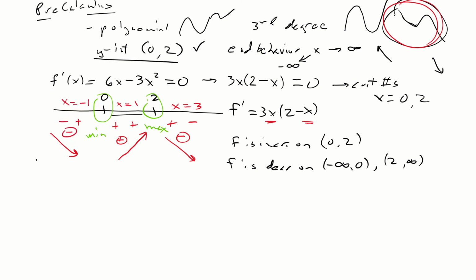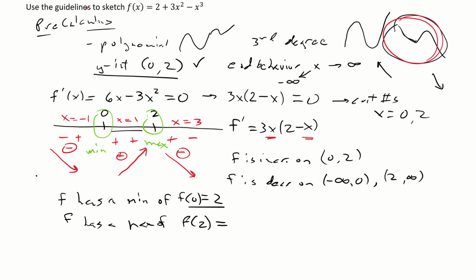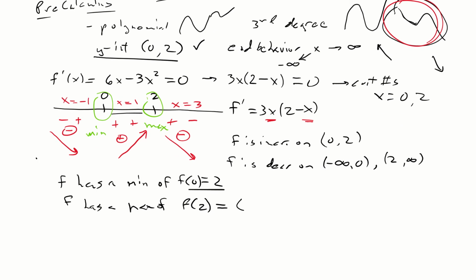What we'll say is f has a minimum of, and then you write f of 0. We already know that answer. It's 2. And then f has a max of, and you plug in f of, in this case, 2. And that turns out to be, if you do the numbers, what do you get? Looks like you're going to get a 6, isn't it? I'm plugging into the original function, that's the thing that's important for you guys to understand. So plugging in a 2, 14 minus 8 is 6. Okay, so we're getting a 6 here.